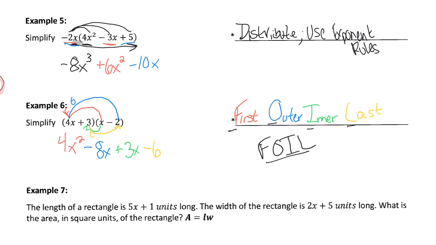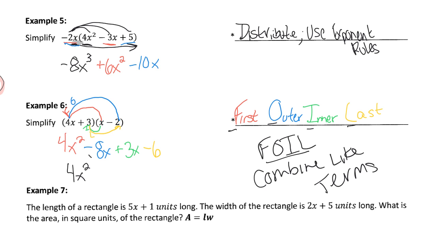And then if you can, combine like terms. So combine like terms, if possible. Okay, so I don't have any like terms with x squared, so I just leave it as 4x squared. But now I have negative 8x and plus 3x. So that's going to give me negative 5x, and I have no other like terms. So it's just going to be this answer.